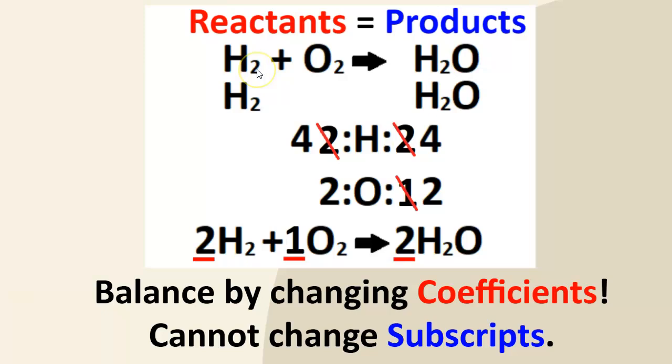So there was already one H2. We drew a second one. And now there are 4 H's on the left as well. So the H's are balanced and the O's are balanced. And now we can write our coefficients. In order to balance the equation, we needed 2 of our H2. We only need 1 of our O2. And we need 2 of the H2O. So by adding the coefficients, now our reaction is balanced.